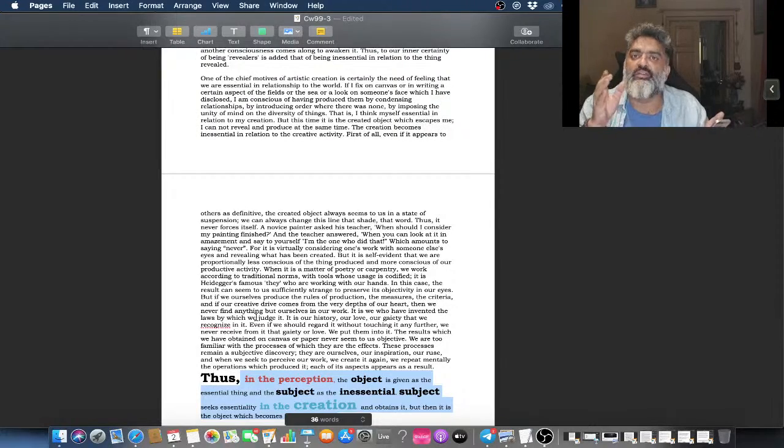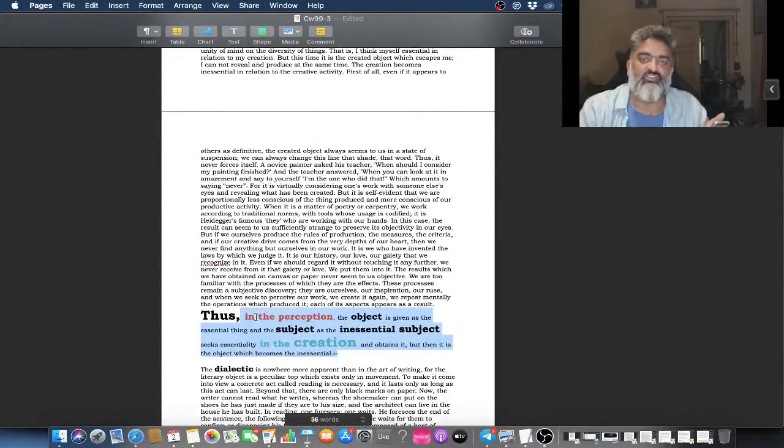So I'm not interpreting at all. I'm just holding it as a binary: perception, creation, object, subject. Even if I'm confused about object, subject, I did see that one thing is essential, the other is inessential, and then later the other is essential and vice versa. Gulshan Kumar says, in perception, object is essential. In creation, subject is essential. Perfect, right? And this very big paragraph, what is going to happen?